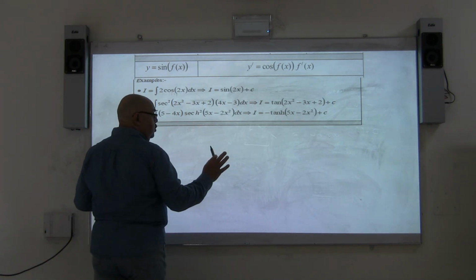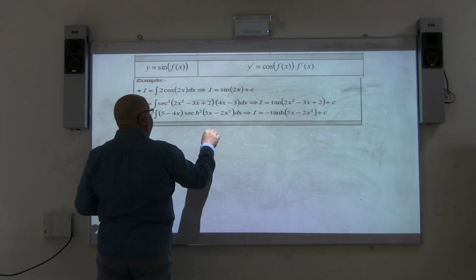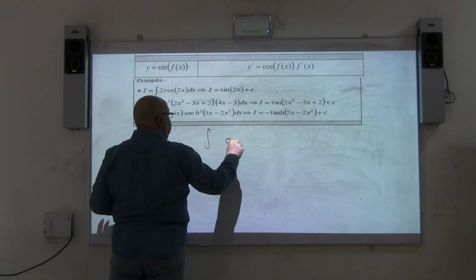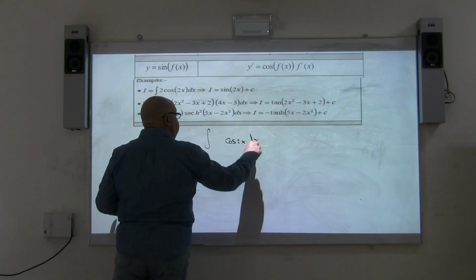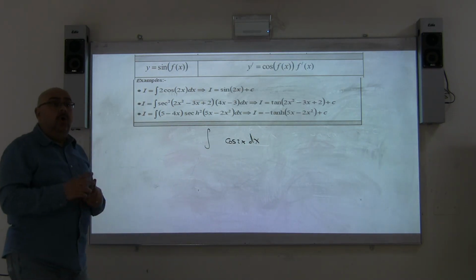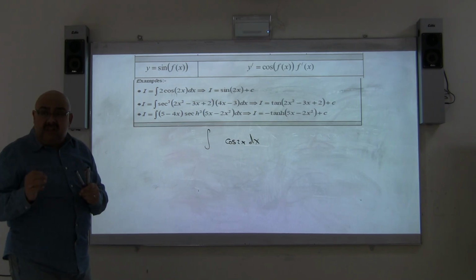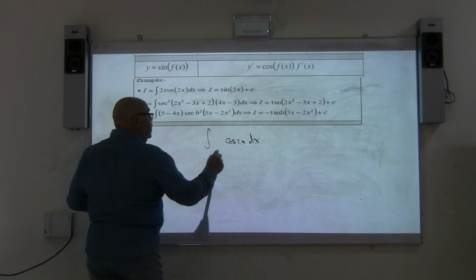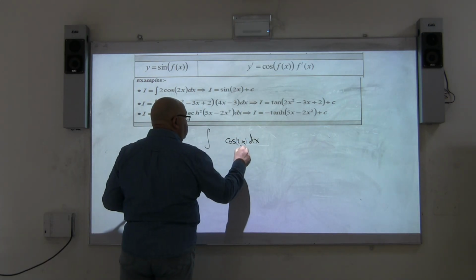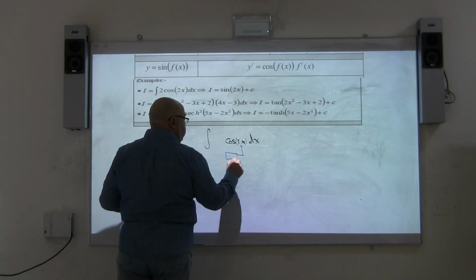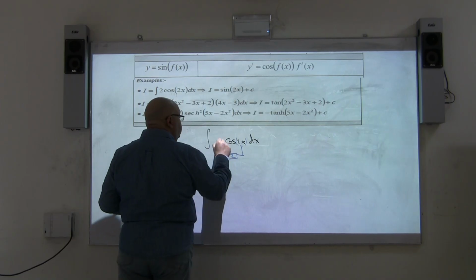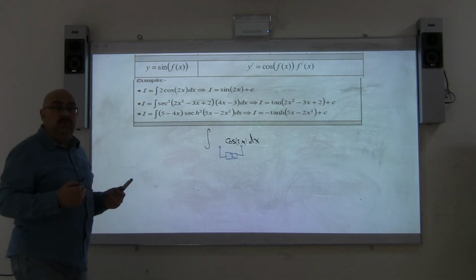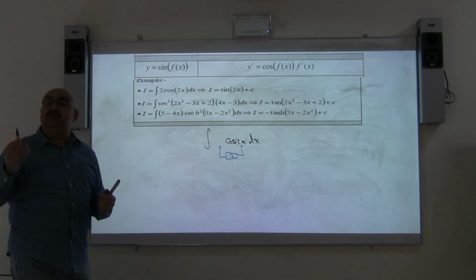I will look at the simple ones only. If I want to integrate cosine 2x with respect to x, all I have to do is check the existence of the derivative of the argument. As you can see, the argument here is 2x. So the derivative of this function is 2. Do I have 2 times cosine? No. But I can do it.